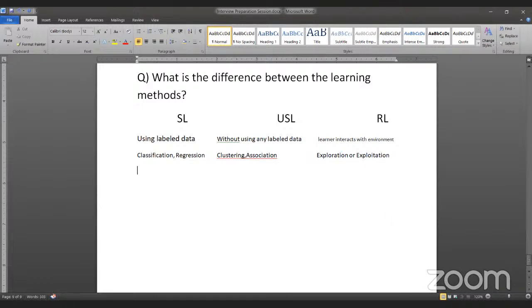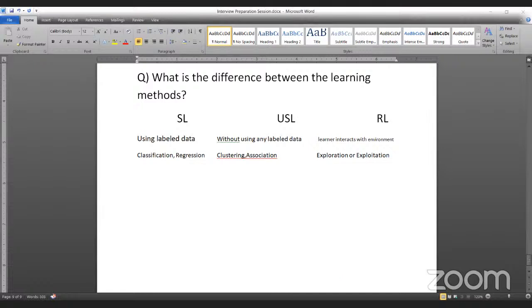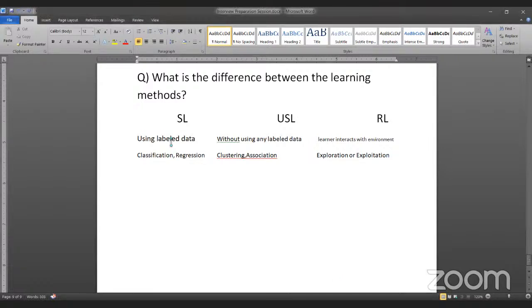Then, okay, here supervision is required. Here no supervision is required. Same thing for this also.